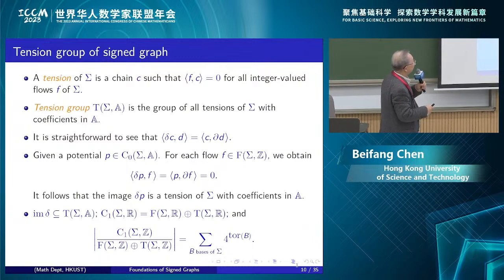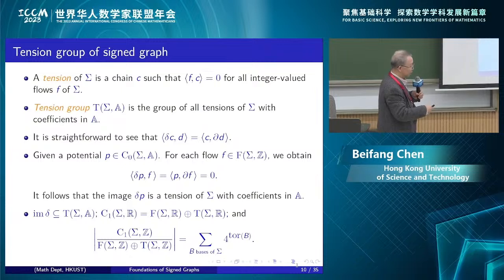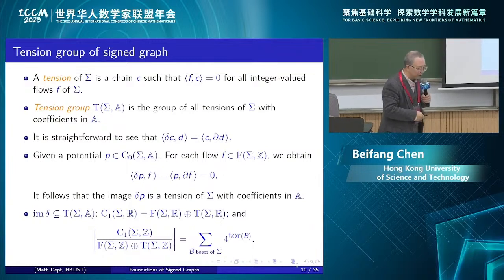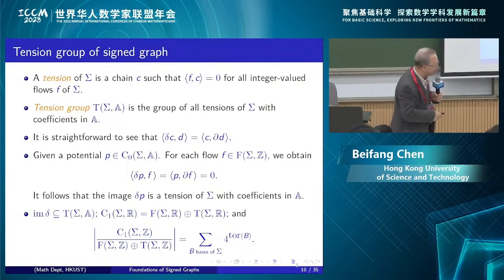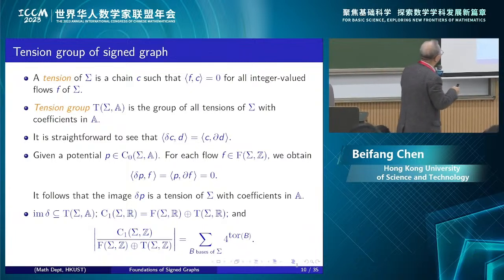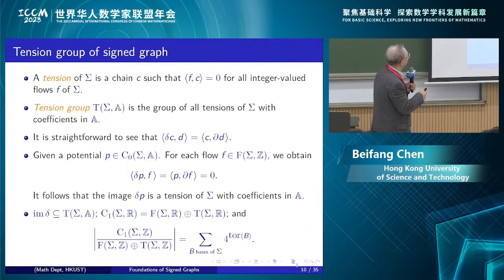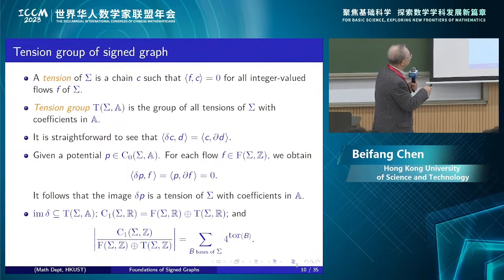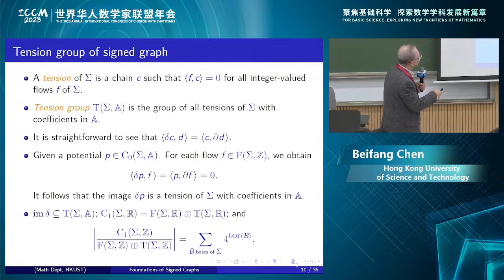Once we have defined the flow, which is just a member of the kernel of the boundary operator, we define the so-called tension. Tension is very much like a cochain. It's analogous to that, but it's different. Here a tension is just a chain.